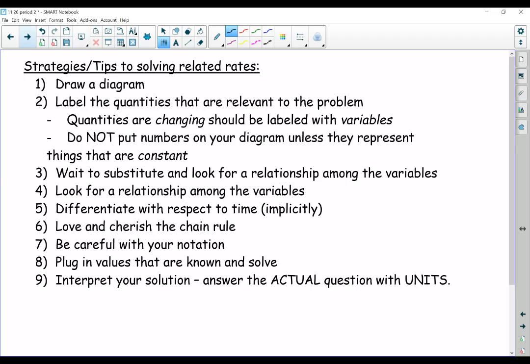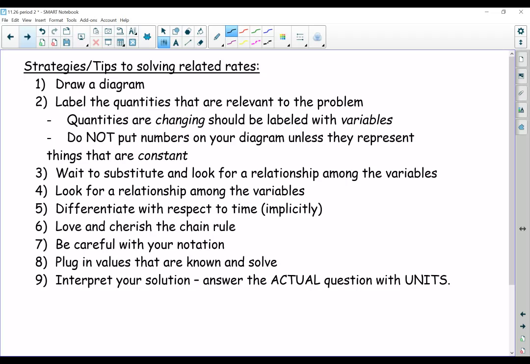Once you get a relationship among the variables, then you can take the derivative with respect to time implicitly, and that will give you a relationship for the rates. Okay, love and cherish the chain rule. All of these things are going to be functions of time, and so chain rule, chain rule, chain rule. Be careful with your notation. We're going to avoid prime notation here. Prime notation gives no respect to time, which is not going to be usually a part of this. Okay, so be careful. Try to use Leibniz notation, the slope notation, like dx/dt, dy/dt, dz/dt, as opposed to the prime notation.